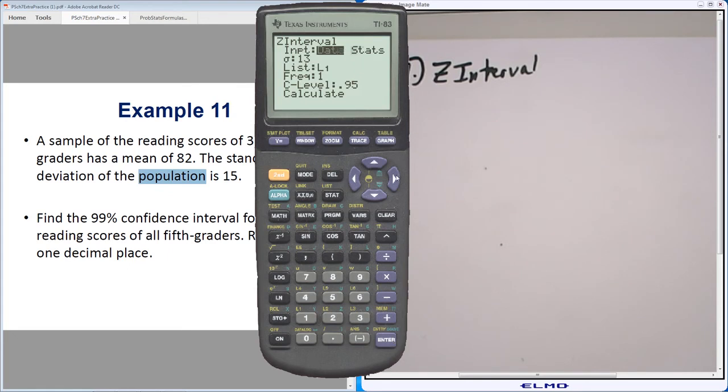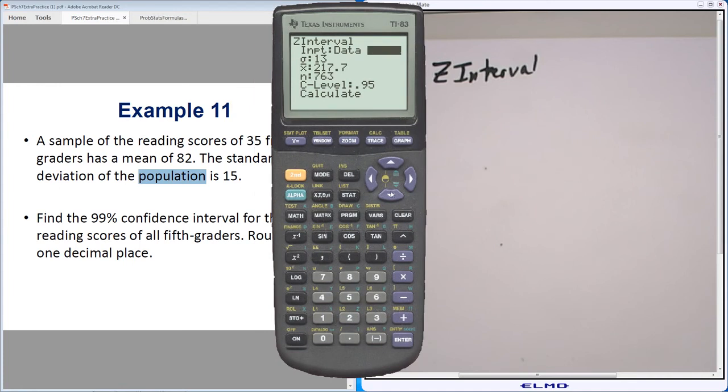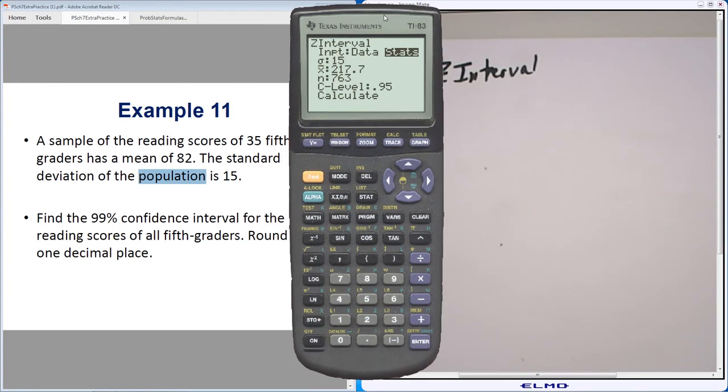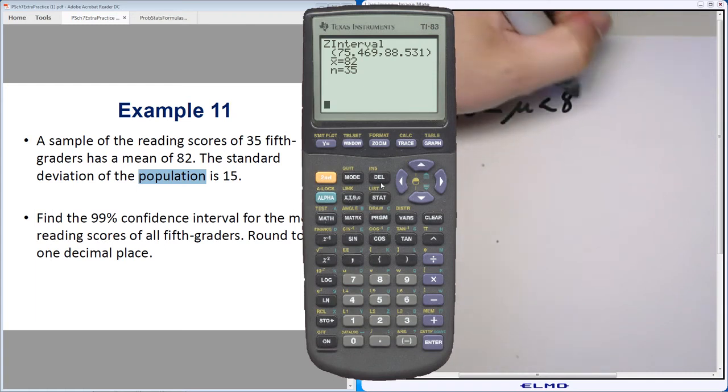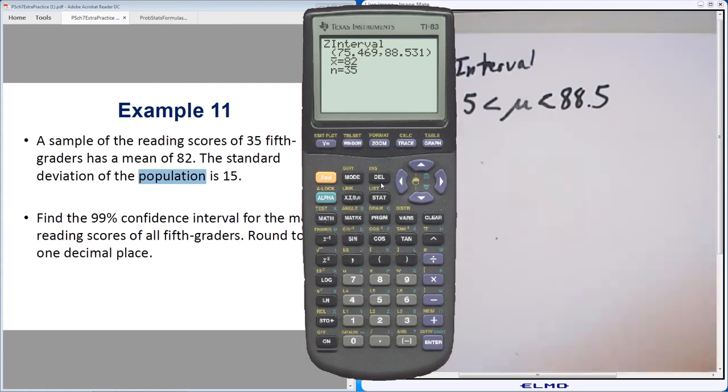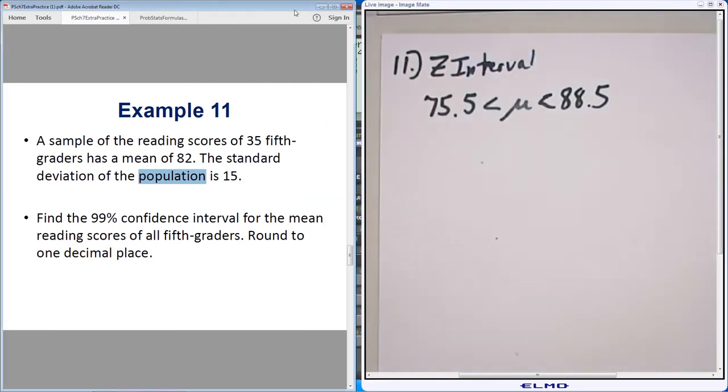We don't have a list this time, so I'll go over to stats for the input, press enter. Sigma's standard deviation of the population. X bar is the mean of the sample. N is your sample size. And there's the answer. Rounding to 1 decimal place, I get 75.5. And the upper number is 88.5. There we are.